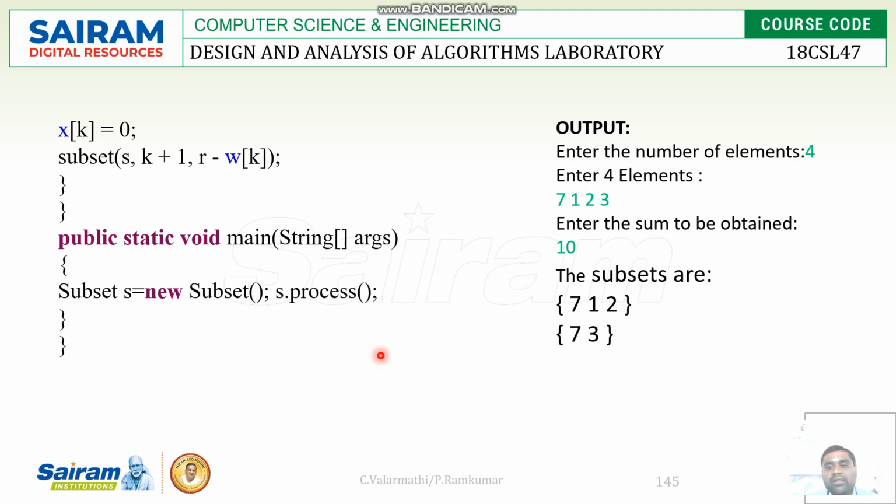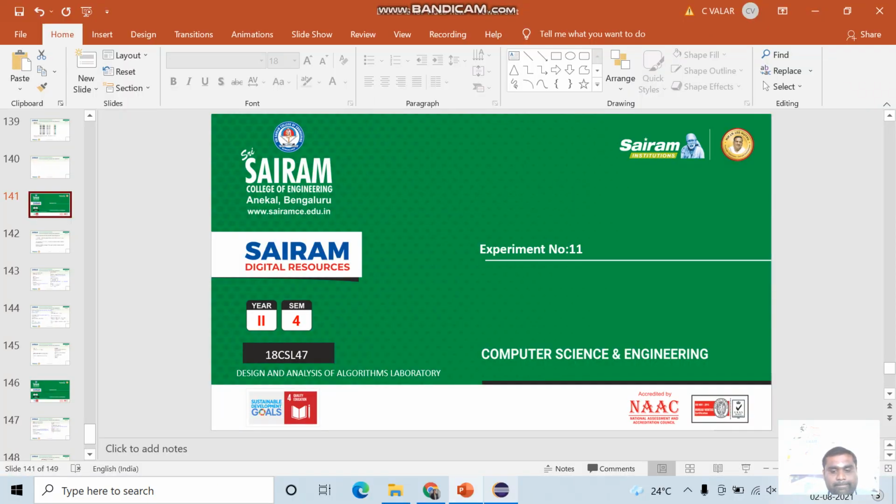So here the number of elements is 4. 7, 1, 2, 3 are the numbers given. The total sum should be 10. So one possible way is 7 plus 1 is 8, 8 plus 2 is 10. Another one is 7, 3, that is also 10. So now I will execute this.